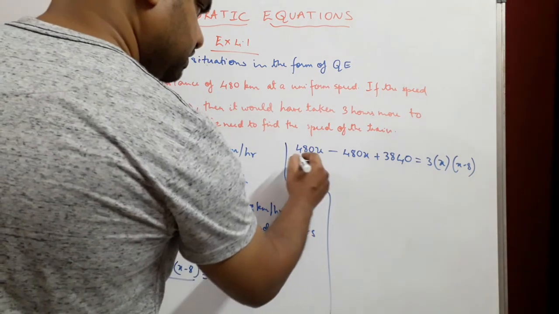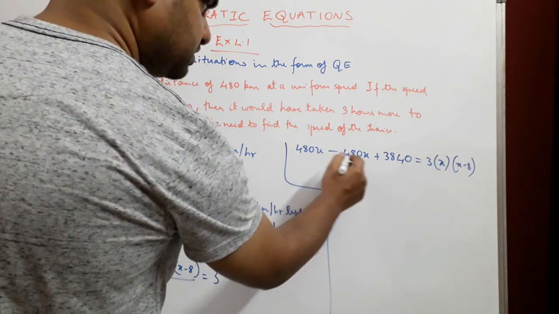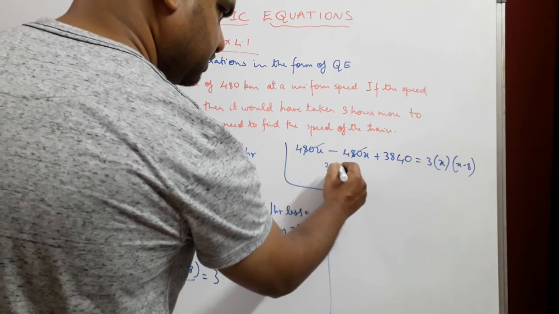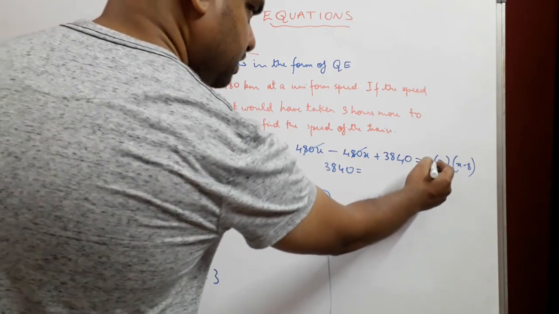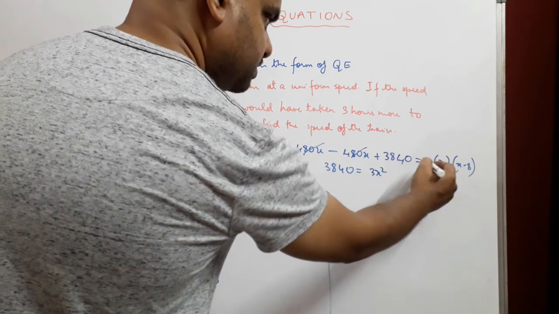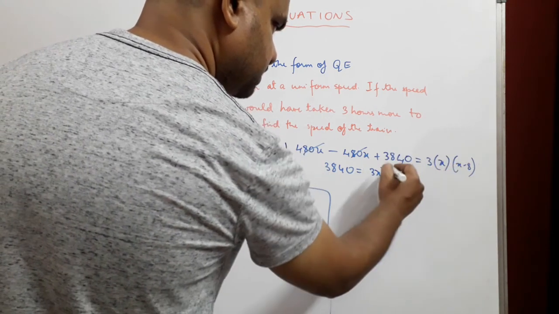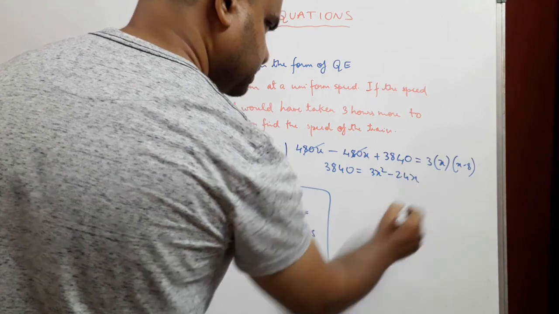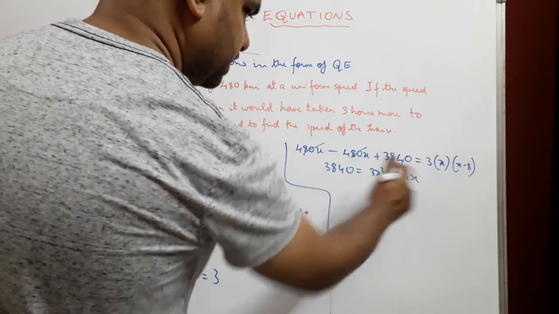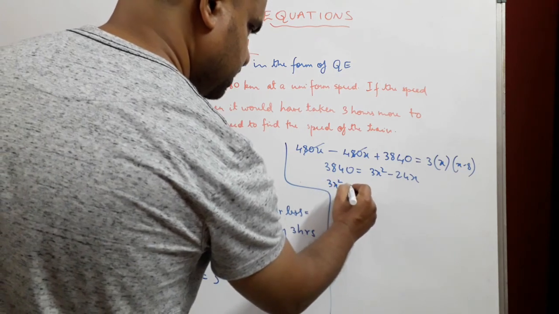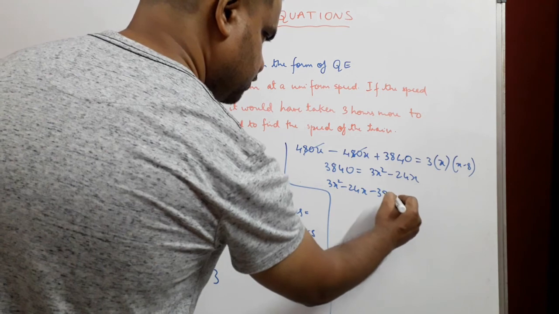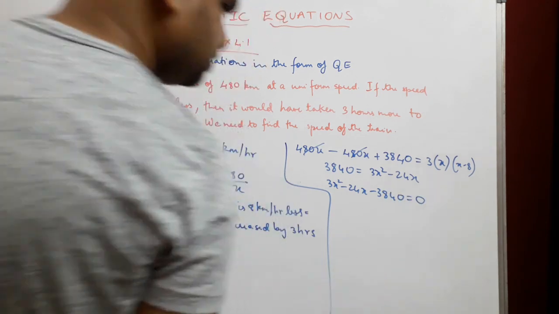Fine. So then we solve here, 480x minus 480x, these two are cancelled. We are left with just 3840, and 3x into x will give us 3x square, 3x into minus 8 will give us minus 24x. Now we will take this 3840 to the other side, it will become negative. We get 3x square minus 24x minus 3840 equal to 0.